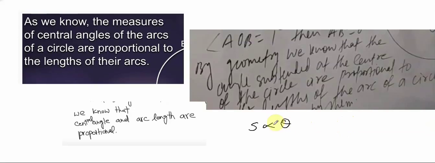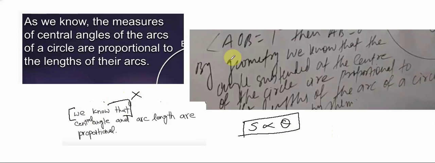So if this is taken for granted, then the proof is in a sense not a proof. You are using something to be proved to prove it. So in effect this is not a real proof. So we don't know whether S is directly proportional to theta.